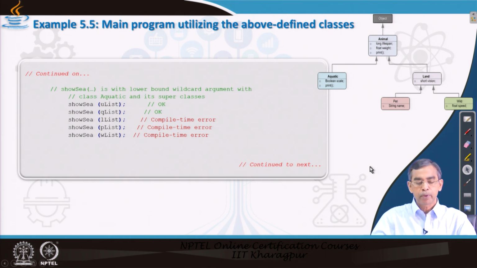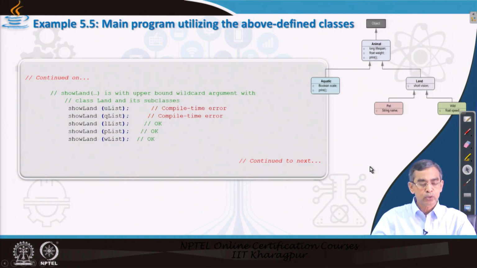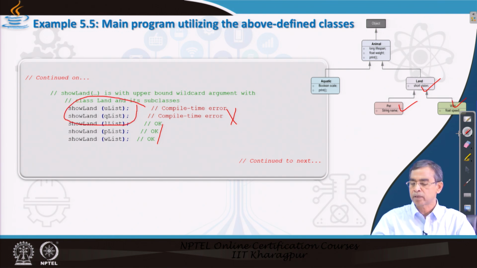Now, similarly, for other methods like show land, you can check that show land has the upper bound wildcard arguments, which is defined in this method. This means that this method will work for this list as well as all these lists. So, it works for this list, however, it will not work for the other two lists, the U list and Q list, because the bound is not permissible.